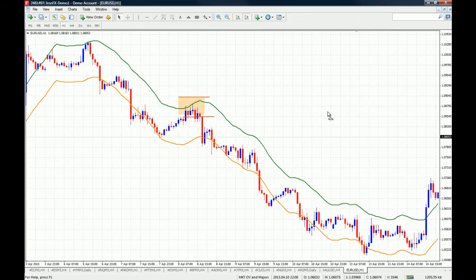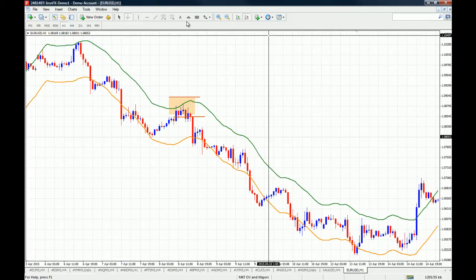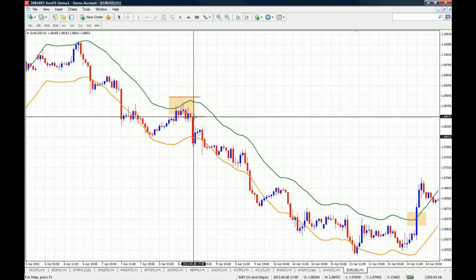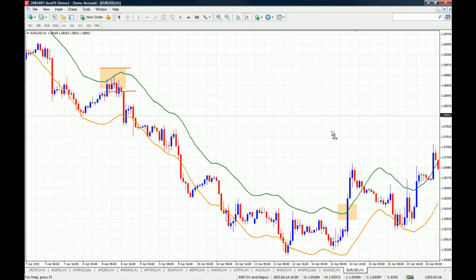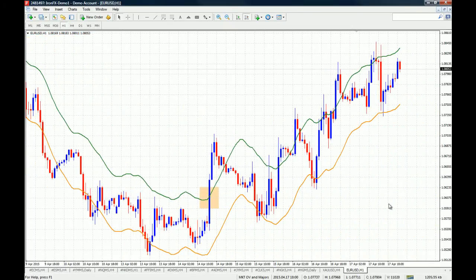Now, when are you going to close your trade using envelopes? That's easy: when price reaches the lower envelope again. And in this case, we had a very nice run of about 243 pips. Now let's have a look at another example.